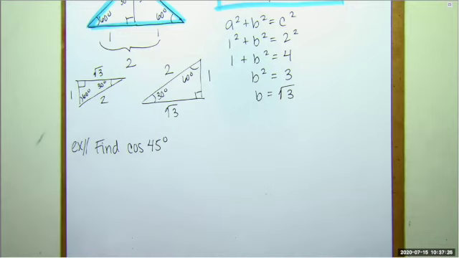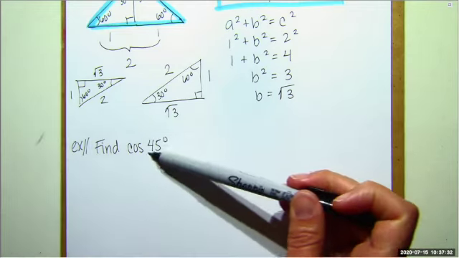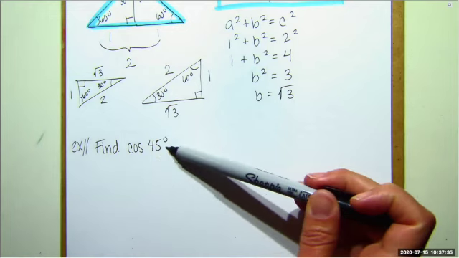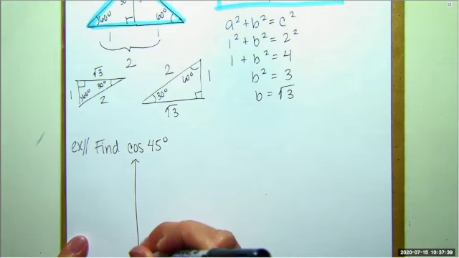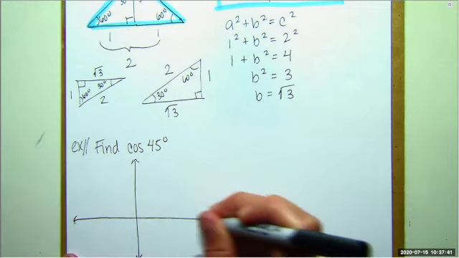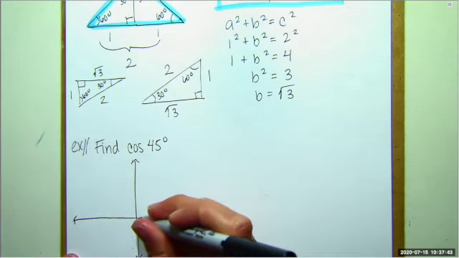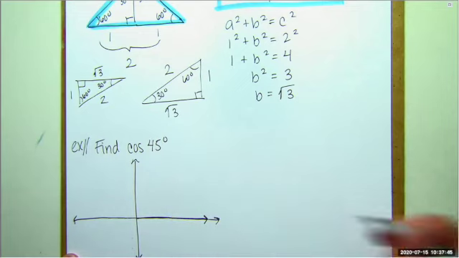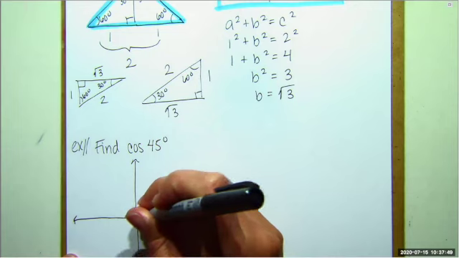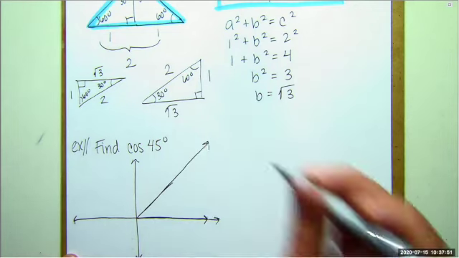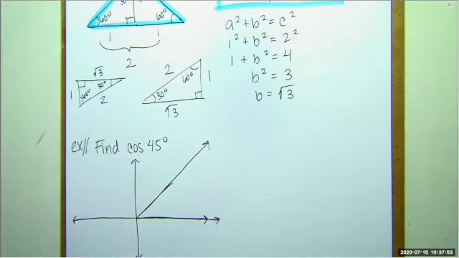All right, so our steps for solving any of these trig problems are always going to be the same. The first thing we want to do is draw this angle in standard position. Okay, so draw the angle in standard position. So 45 degrees, we put our initial ray on the positive x-axis. 45 degrees is halfway between 0 and 90. Okay, so we're always going to start by drawing the angle in standard position.